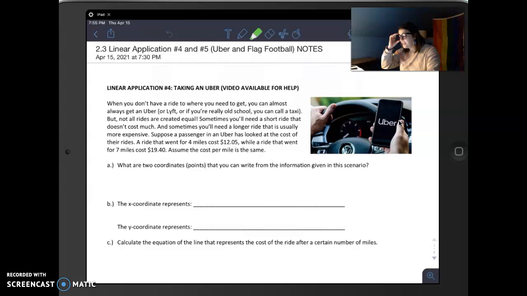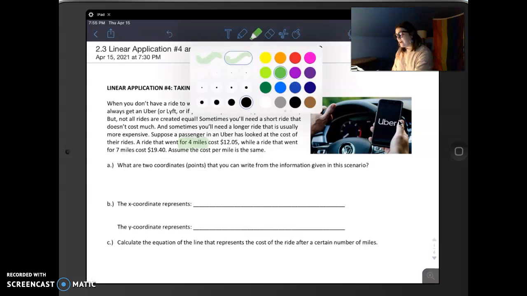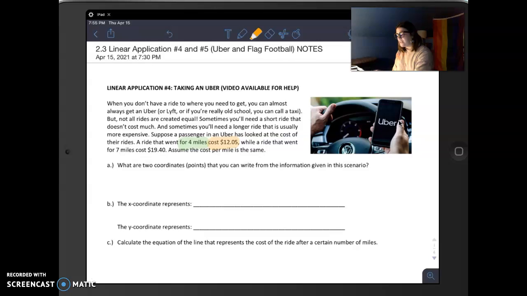Suppose a passenger in an Uber has looked at the cost of their rides. What if a ride went for 4 miles and cost $12.05? Also, a ride could be 7 miles and cost $19.40. Assume that the cost per mile is the same. So basically they're saying assume that it doesn't matter if you go 50, 100, 1,000 miles, each mile costs the same amount.